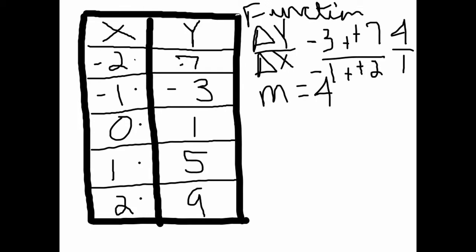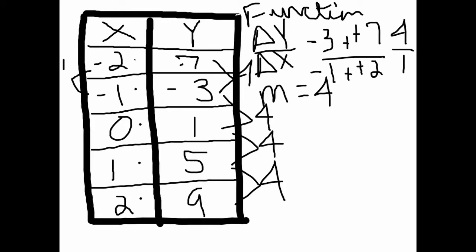Now, let's see if that holds. To get from -7 to -3, it's going to be 4. From -3 to 1, also 4. 1 to 5, 4. 5 to 9, 4. -2 to -1 is 1. -1 to 0 is 1. To get from 0 to 1, it's 1. And 1 to 2, it's also 1.